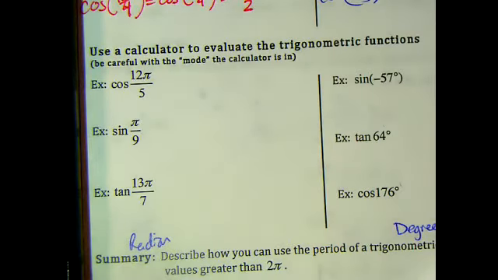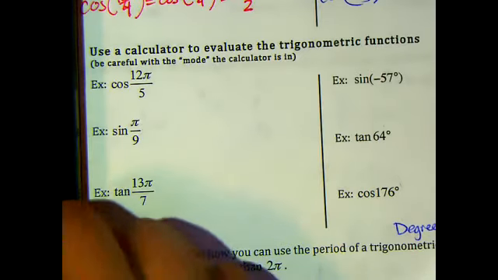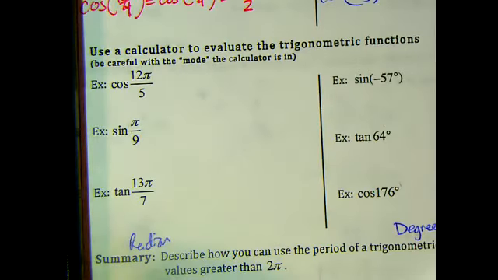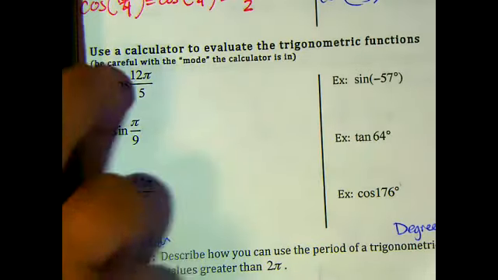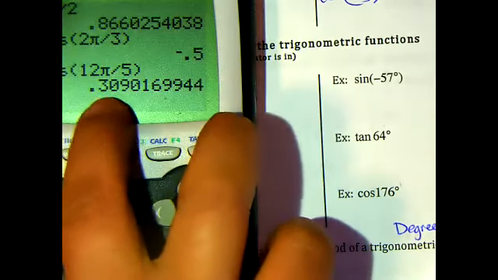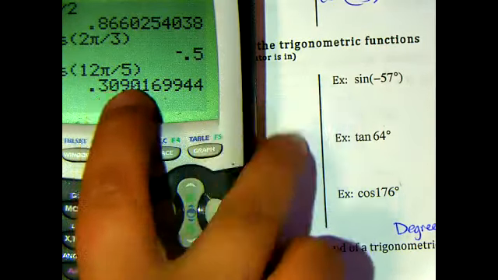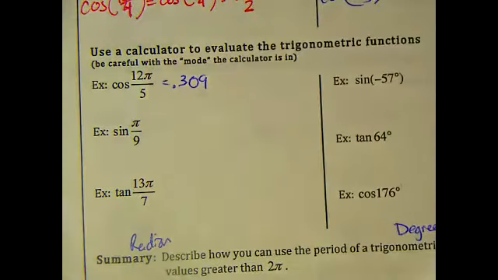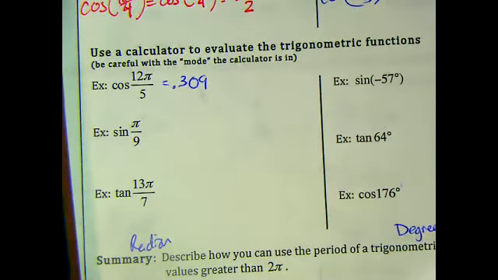So if we do cosine of 12 pi, oh, I did that incorrectly. 12 pi over 5, okay? We get 0.309, and we can leave it at the thousandths place. So this is going to be 0.309. You can try the square root of 2 over 2, the square root of 3 over 3, or 1/2. It's not going to equal 0.309. So it is what it is. Okay. Sine of pi over 9.